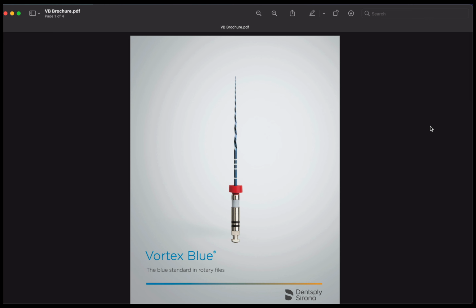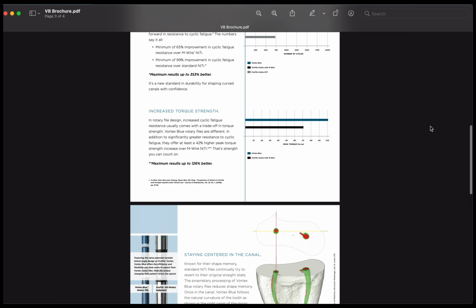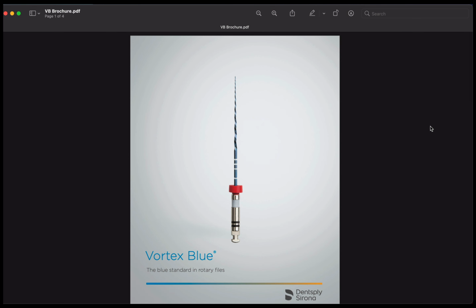Now I want to talk about my personal go-to, which is the Vortex Blue system that's put out, again, by Dentsply Sirona. What I like so much about the Vortex Blue system is that it's a universal system. And unlike ProTaper Gold, it actually has a fixed taper, or a constant taper. So the taper is uniform throughout the file. They come in either an 04 or an 06 taper, and I personally stick to only the 04 taper. I find that the 06 taper is a little bit aggressive.